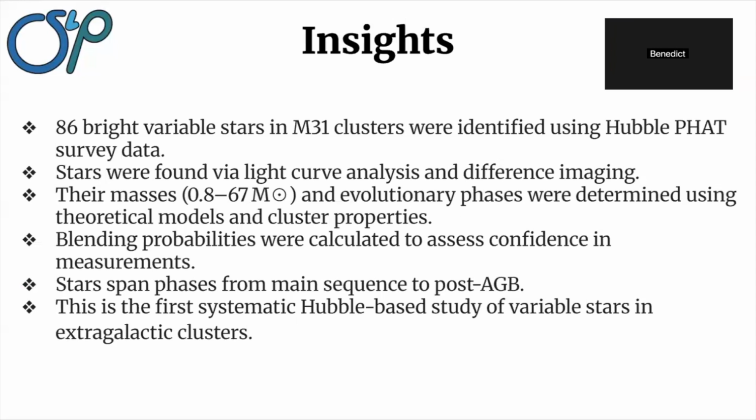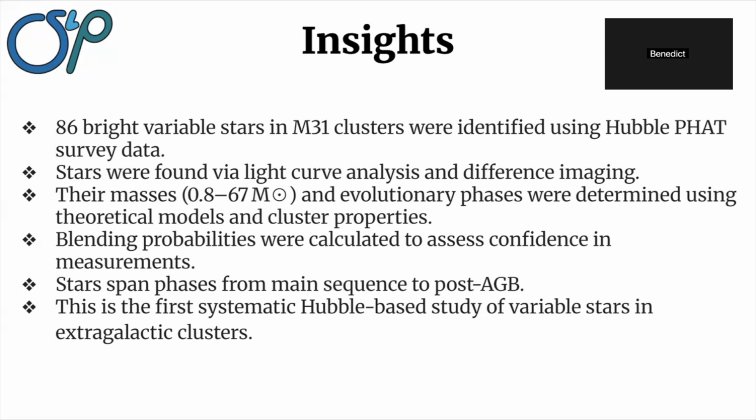Beginning with the Andromeda Galaxy, M31, there's a catalog of 86 bright variable stars in star clusters using archival Hubble Space Telescope data from the PHAT survey. It analyzed sparse light curves and used difference imaging to identify the stars, then matched them with theoretical models to determine their evolutionary stages and initial masses, ranging from 0.8 to 67 solar masses. They also assessed how blending in crowded cluster environments affects measurement confidence.